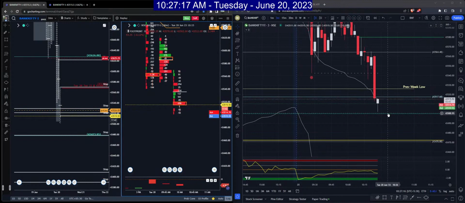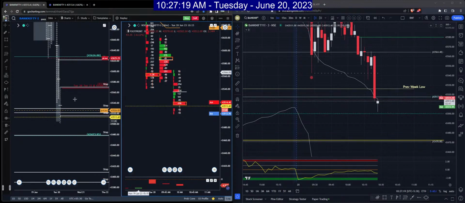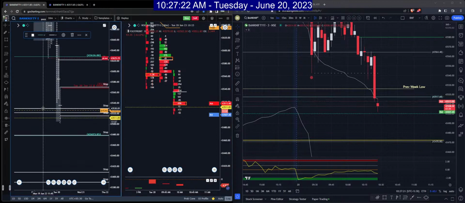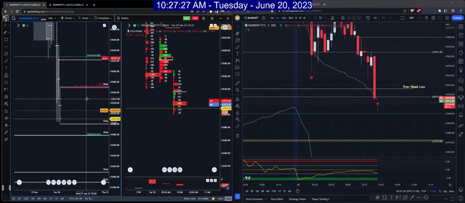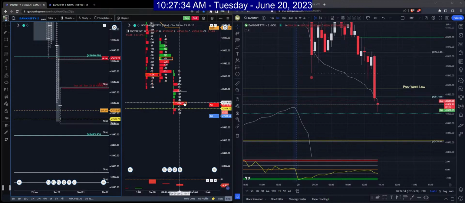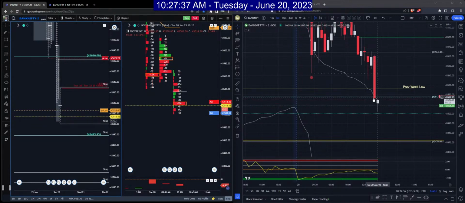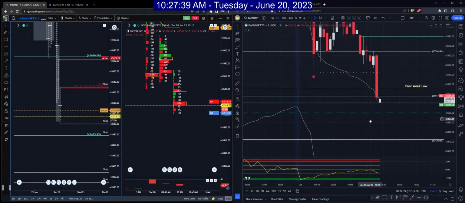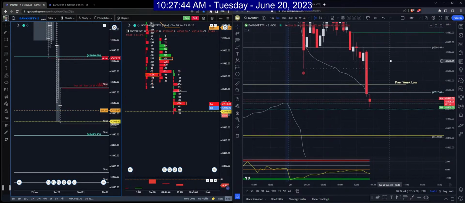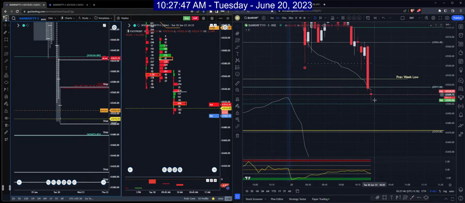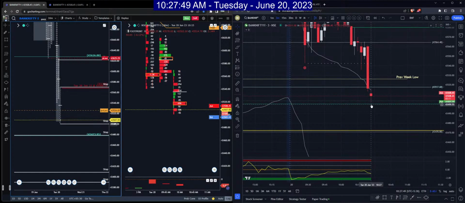Okay, so I'll just clear all these levels. We still have 17 minutes left. We have got supply present at 43,519. We are also trading out of balance now. Okay, so we are below the previous week's low.